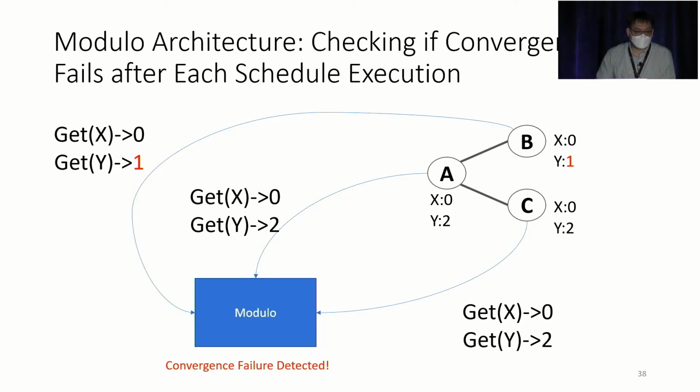After executing each schedule, Modulo performs a bunch of read operations to see the values of each key on every replica and checks if any key contains a value that's inconsistent across the replicas. If inconsistent keys are detected, then Modulo raises an alarm for detection of convergence failure bugs.